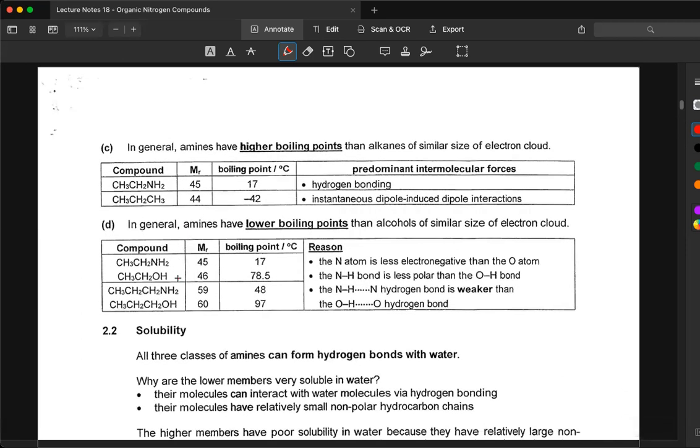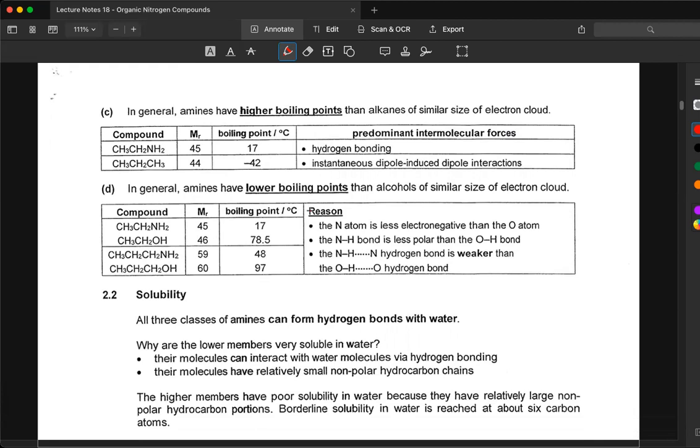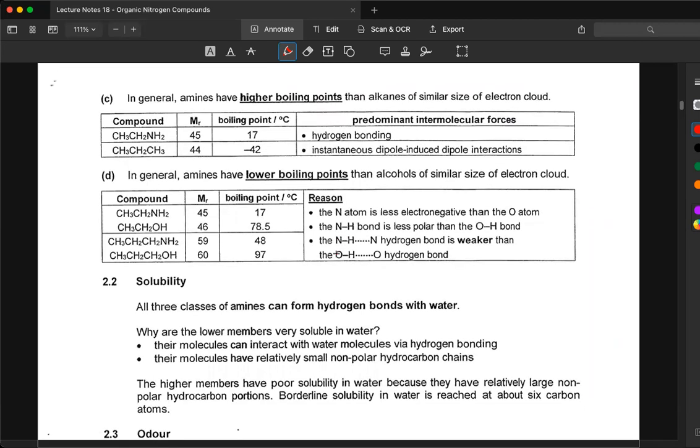In general, amines have higher boiling points than alkanes of similar size of electron cloud due to the presence of hydrogen bond being the predominant intermolecular force. In general, amines have lower boiling points than alcohols. That is because nitrogen is less electronegative than oxygen atom. Therefore, the N-H bond is less polar than the O-H bond. So the N-H hydrogen bond is weaker than the O-H hydrogen bond.